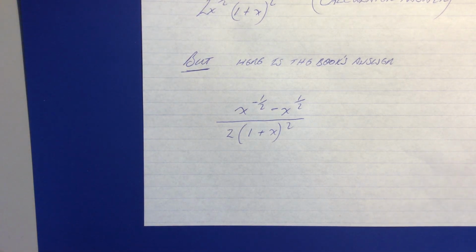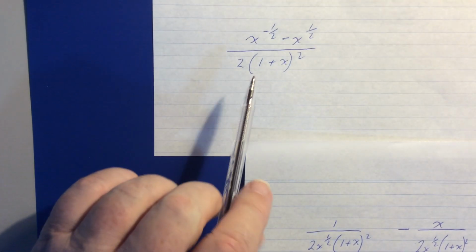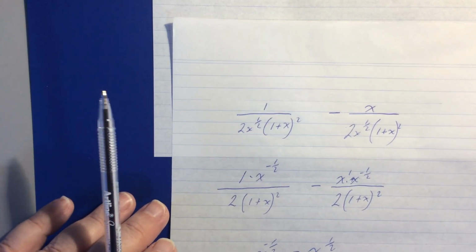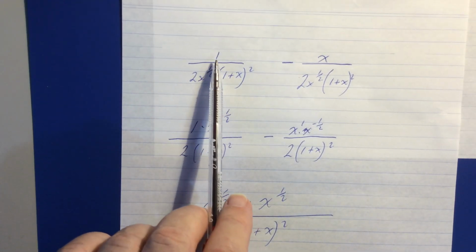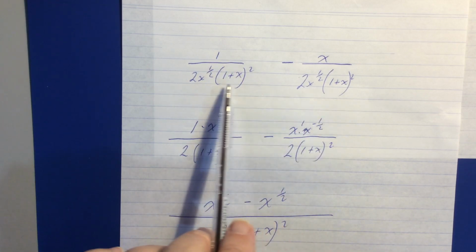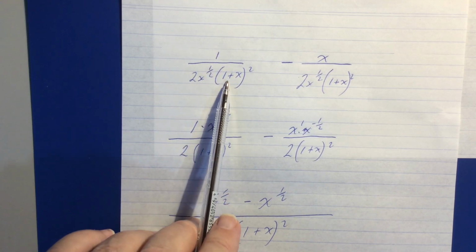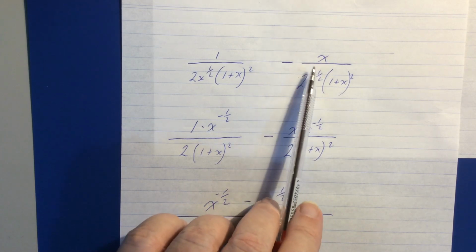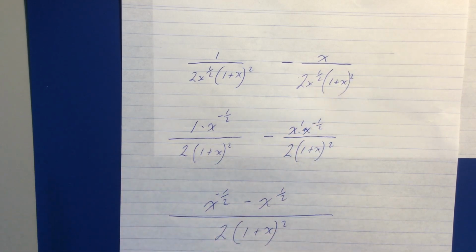Well, that took a bit of thinking, and here's the result of that thinking. The first thing that I did was I split this into two fractions. So here's what I did. Let's just get that into frame. So we've got the same denominator in each case, so that's fine. So we have 1 over 2x to the half, 1 plus x all squared, and that's being, then, minus x over 2x to the half, 1 plus x all squared.